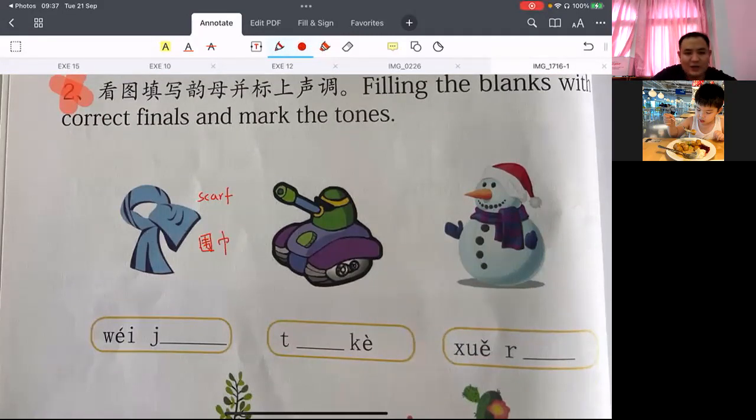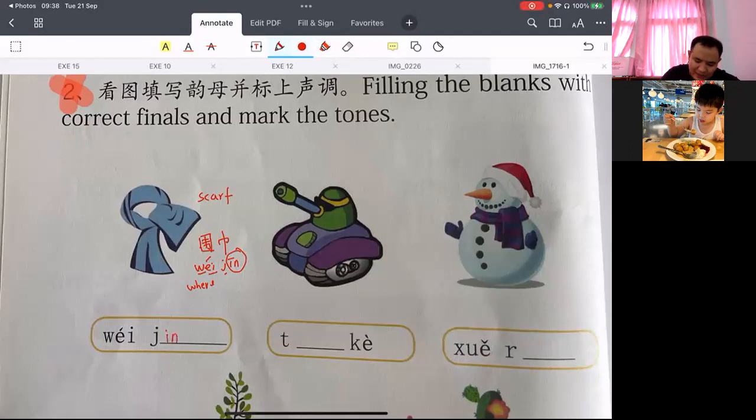Now this is Chinese character 围巾. The pinyin is 围巾. W pronounced what? Wear, right? Wear. A, wei, right? G for jeep. En, jin, 围巾. So the final is in after in.